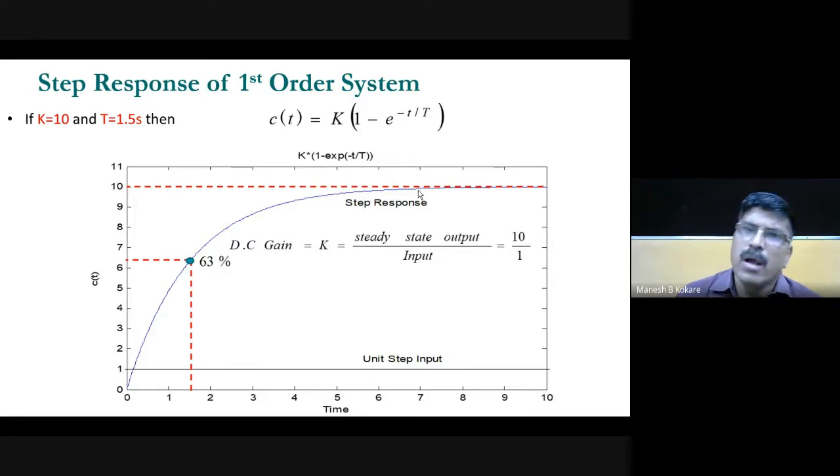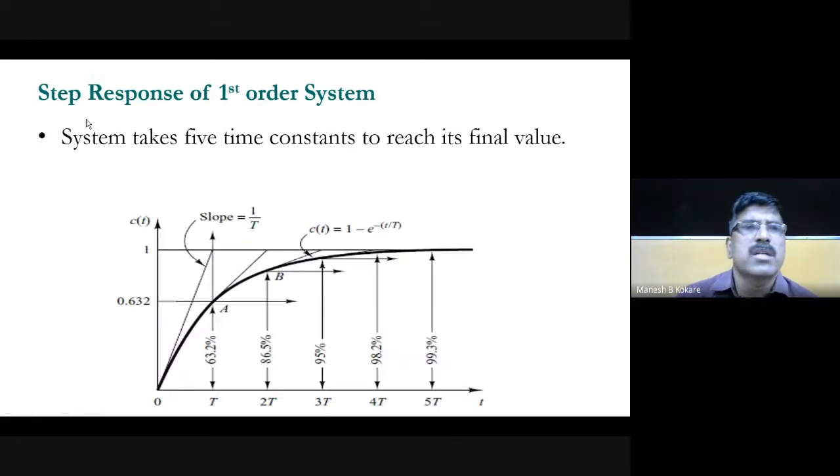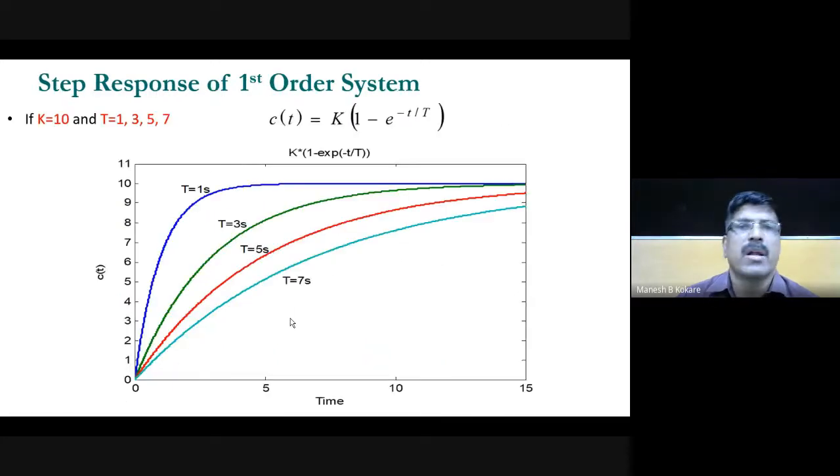Now, how this response depends upon time constant and system gain, that we are going to study. See here, the system takes 5 time constants to reach its final value. When t is equal to capital T, it reaches 63.2% of its value. When t is equal to 2T, it reaches 86.5%. And when t is equal to 5T, it reaches 99.3%. So the system is reaching its final value within 5 time constants.